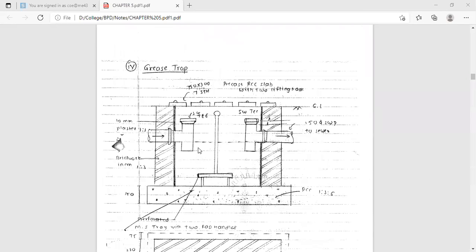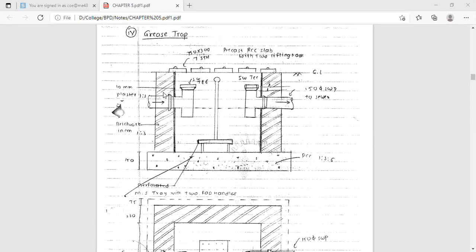Here you can see the grease trap, which is constructed in this way. Okay, so whatever platform is there is constructed using PCC material, whose grade is kept as 1:3:6, that is nothing but M15 grade, which we have to use for the preparation of the base for the grease trap, and whatever walls are there are constructed using brick masonry.